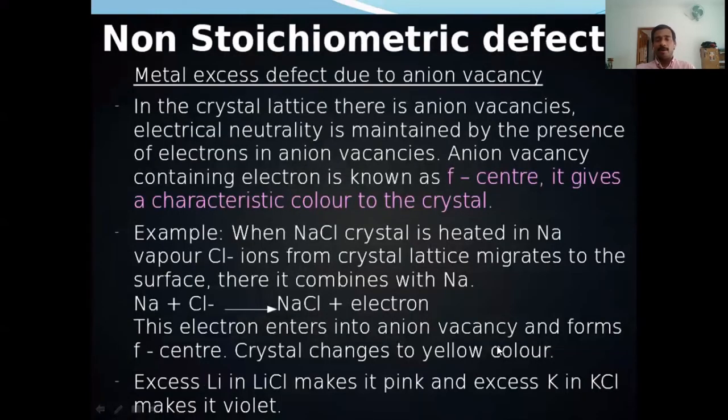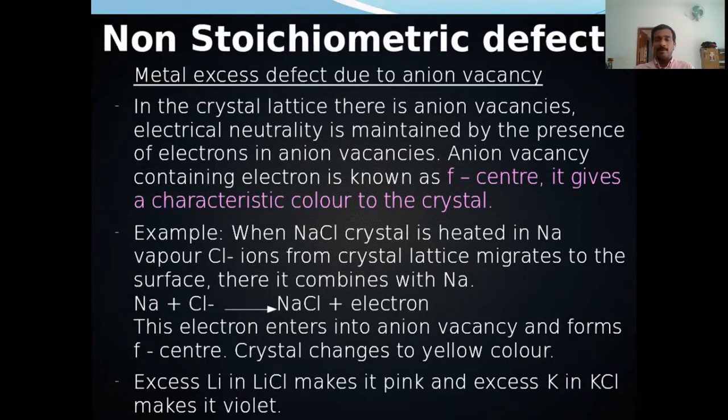Now, non-stoichiometric defects. There are two types of non-stoichiometric defects: metal excess defect and metal deficiency defect. Metal excess defect is classified into two. The first one is metal excess defect due to anion vacancy. In a crystal, suppose there is a vacancy of an anion, then surely the metal ions will be in excess. The electrical neutrality is maintained by the presence of an electron in the anion vacancy. An anion is missing from the lattice site, and there an electron is present.